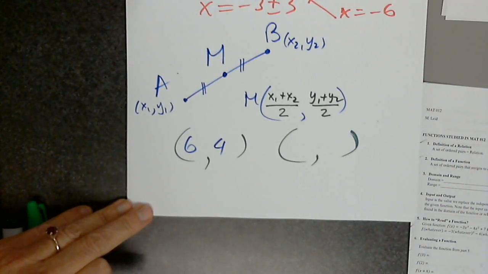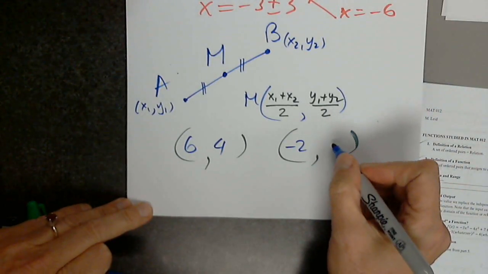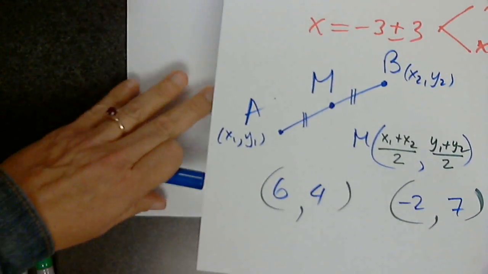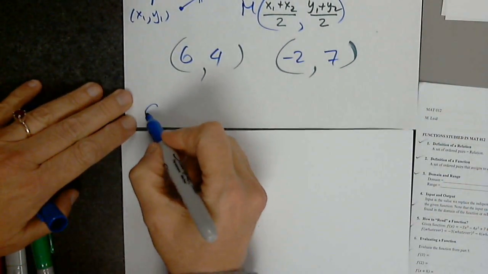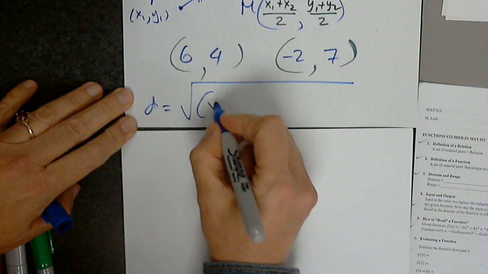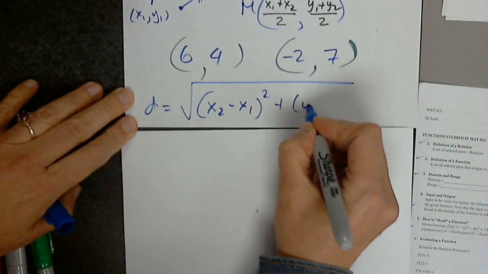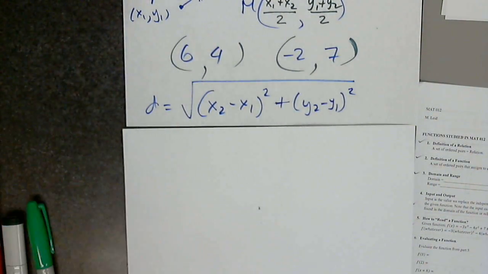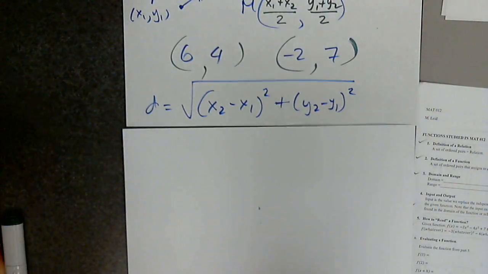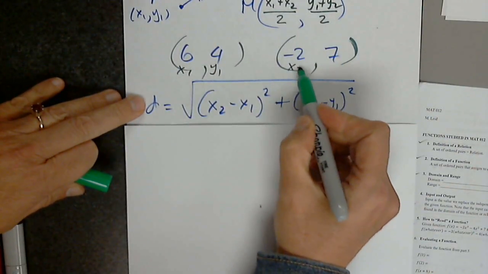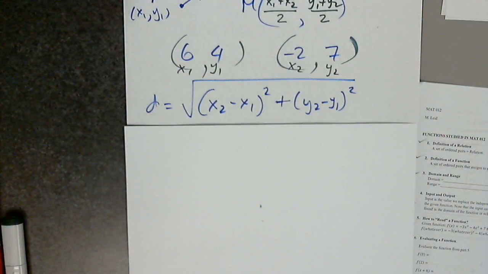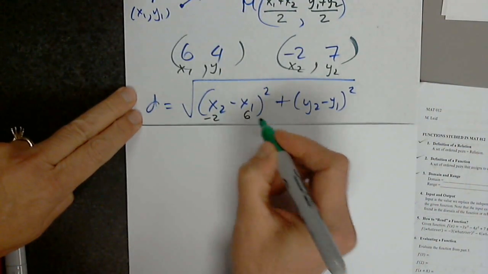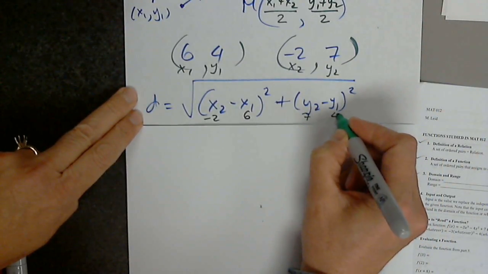Doesn't matter. 7. Very good. I have to write a distance formula, which can never be simplified: the square root of (x2 minus x1) squared plus (y2 minus y1) squared. I know the quantity under the square root will be positive because there are two squares added together. I will consider my x1, y1, and my x2, y2, and I will put them in accordingly. So this is -2, and this is 6, and this is 7, and this is 4.